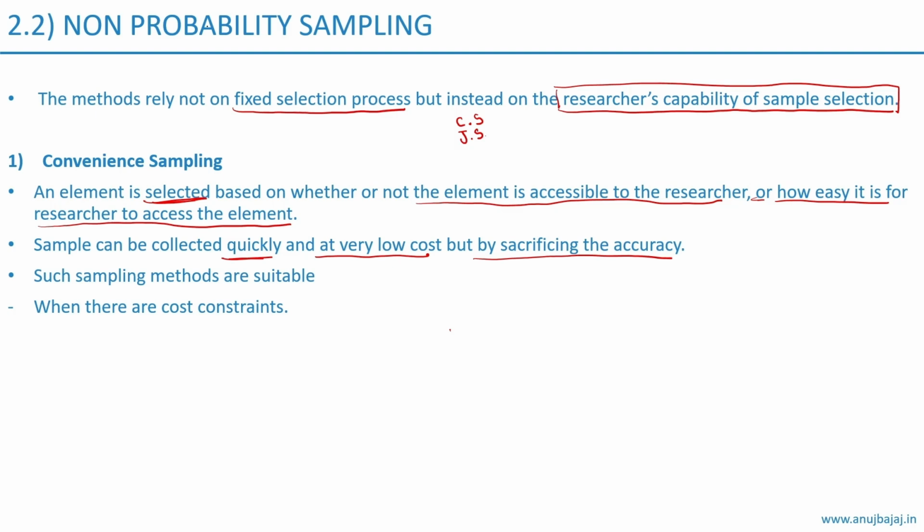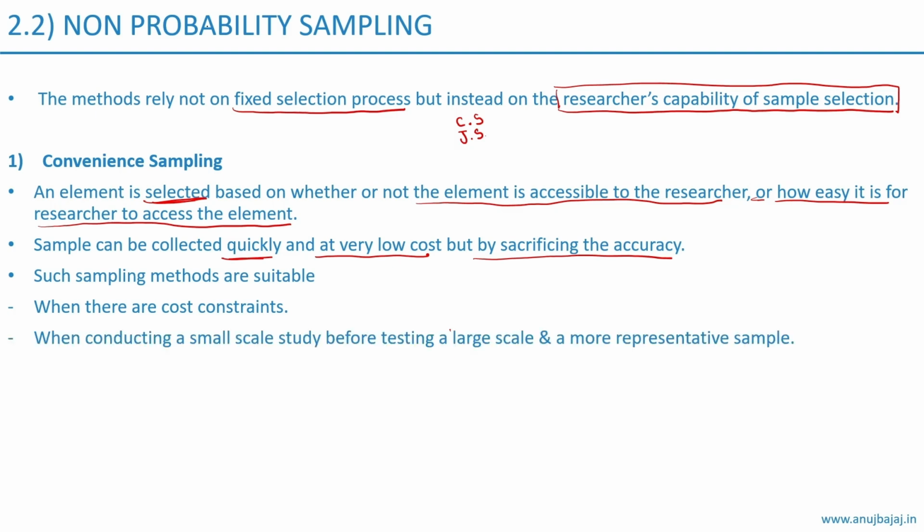Convenience sampling can also be used when an analyst, before conducting a large scale and a more representative sample, wants to conduct a small scale study. Then convenience sampling methods can be very helpful. He can quickly collect the sample at a very low cost so that he can have a rough understanding of what the population looks like before creating a more representative sample. So convenience sampling is very useful for small scale pilot studies.